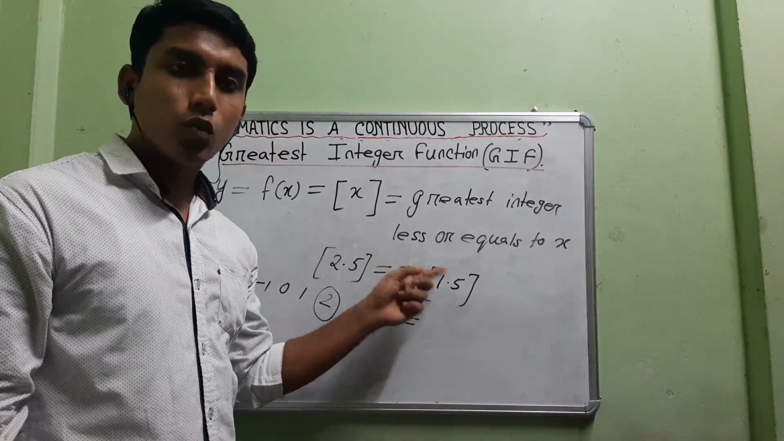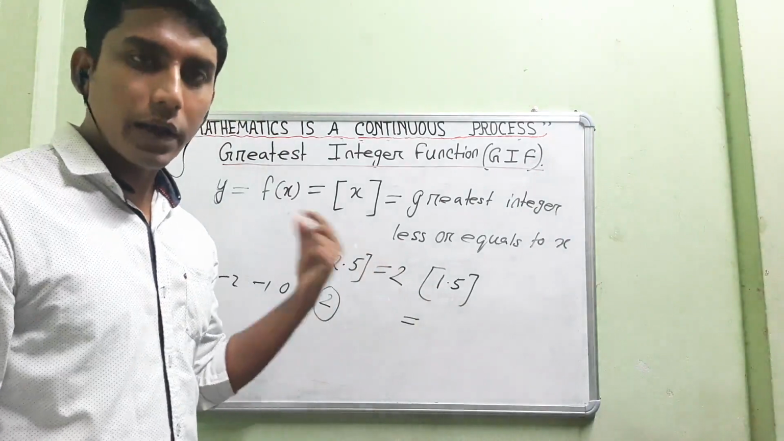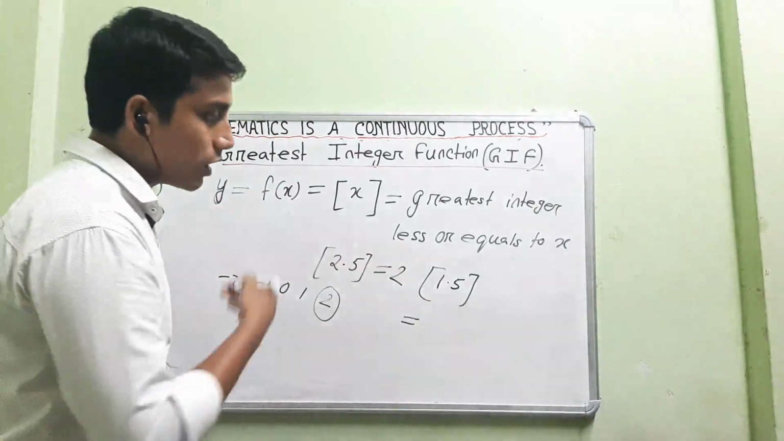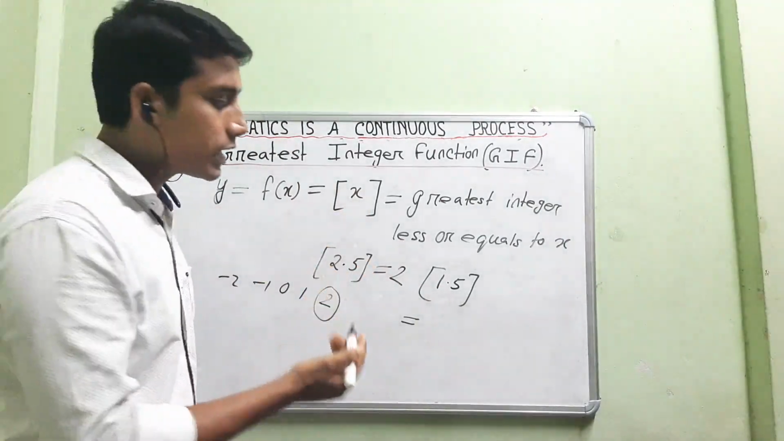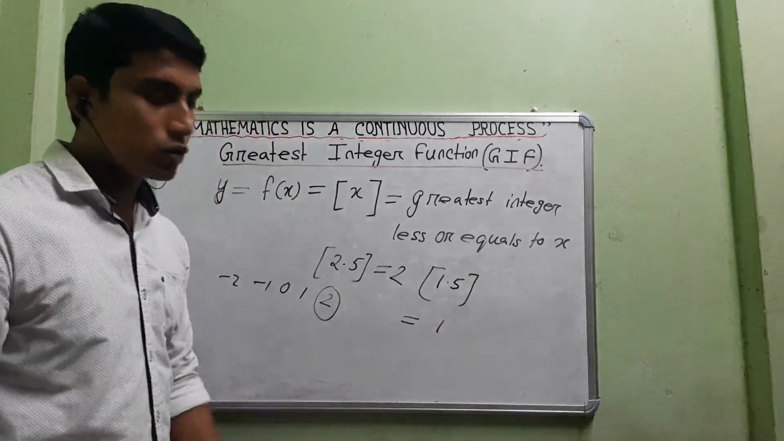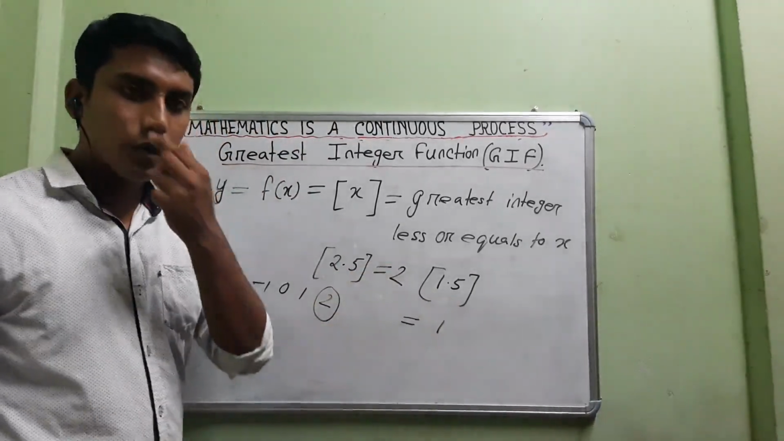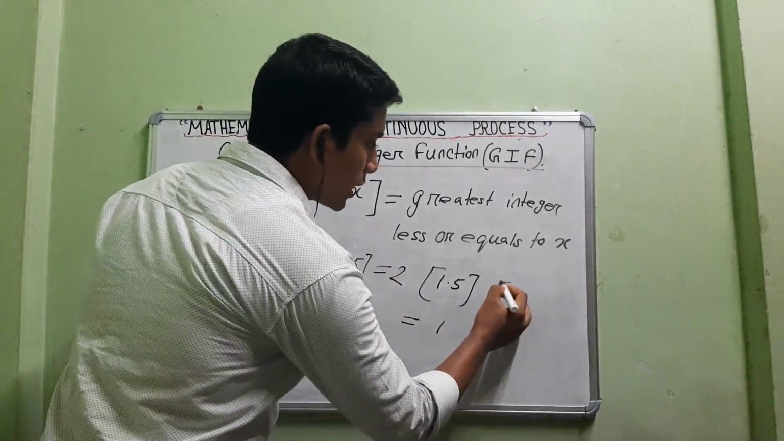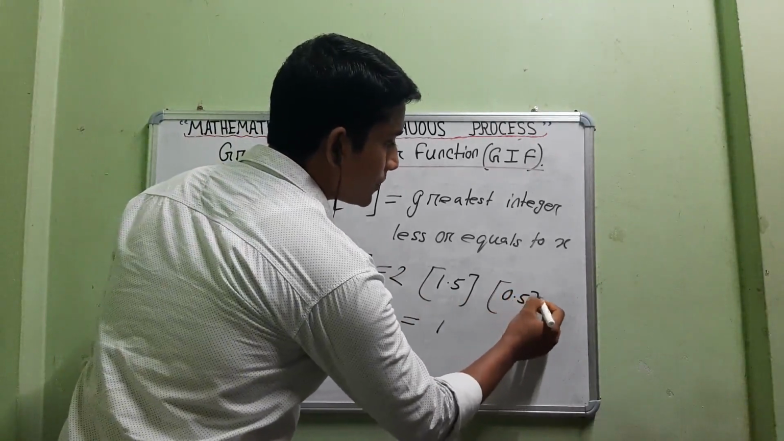What are the things? 1, 0, minus 1, minus 2, in this kind of way. So out of all those things, which one is greatest? Greatest is only 1. So box of 1.5 will be 1, like this. So can you tell me what would be box of 0.5?